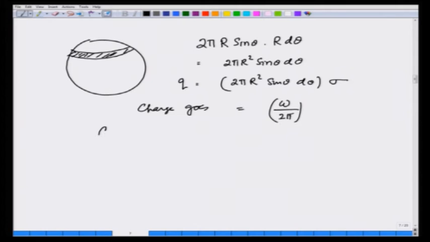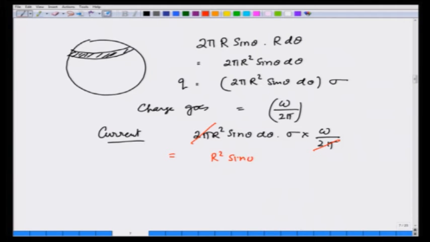So, the current that this band is giving is nothing but 2 pi r square sin theta d theta times sigma times omega over 2 pi. Let us do some cancellations. This 2 pi cancels and you get r square sin theta d theta sigma omega. That is the current going at the surface.